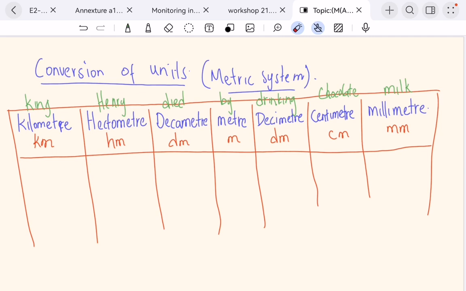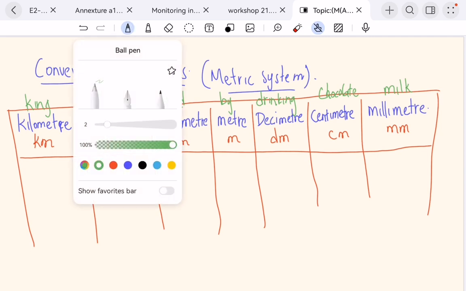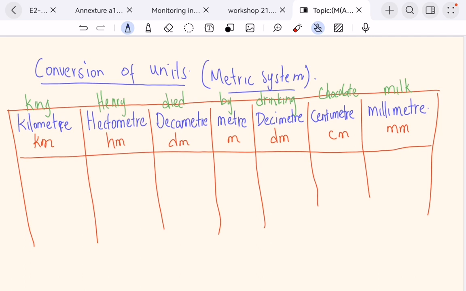And this is basically what we mean when we say the metric system. It's just a representation of all the units of measurement that we are talking about. So that is how you can remember the metric system. And in the next video, I'm going to show you how to use this metric system.